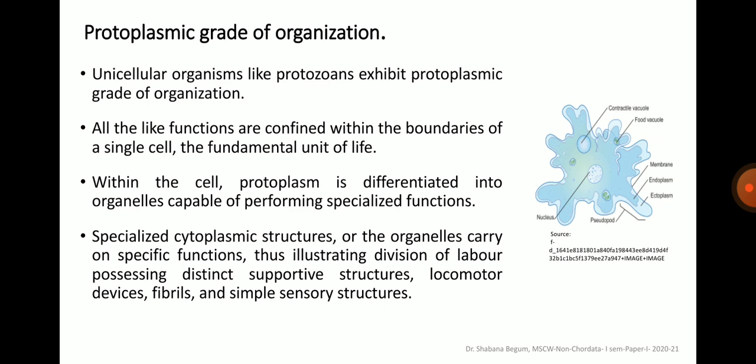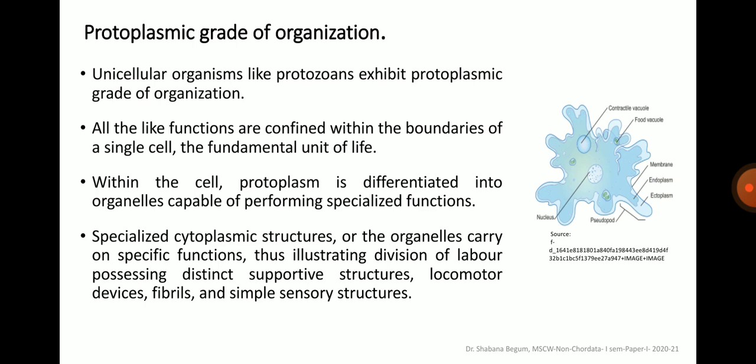So, you all know protozoans are the unicellular simplest organisms which exhibit protoplasmic grade of organization. So, what is protoplasm? Protoplasm, as you all know, is the living content of a cell comprising the cytoplasm and a nucleus. So, all the functions are confined within the boundaries of a single cell, the fundamental unit of life. Within the cell, protoplasm is differentiated into organelles. These are capable of performing specialized functions.